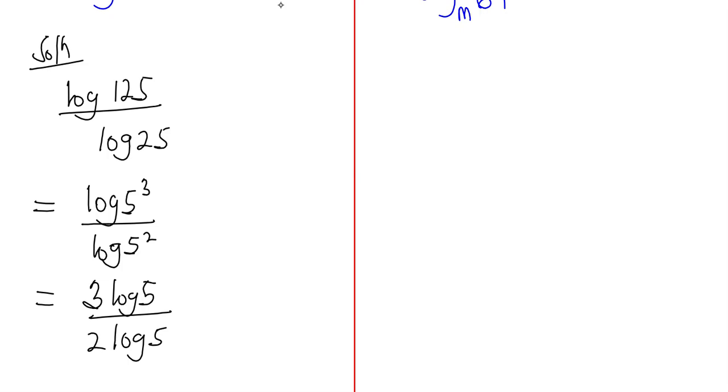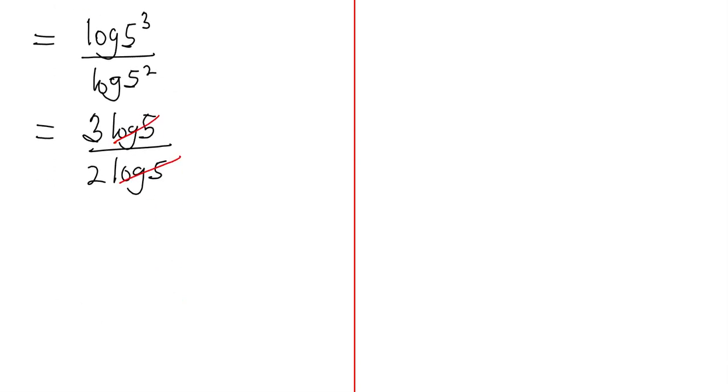Now we can see common logarithms that are going to cancel out. They can cancel out if they have the same base, and here's the case. We can see that they have the same base of 10, so we cancel that and we cancel that. So at the end, our answer now becomes 3 out of 2. So this is it. Now let's try the next example.